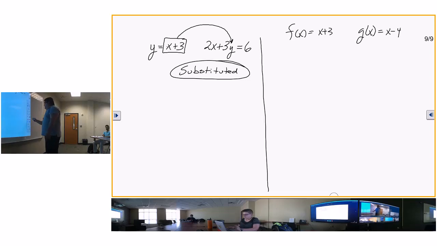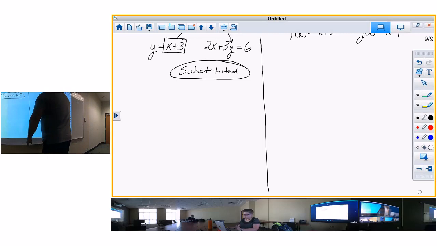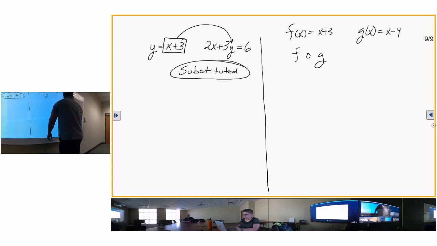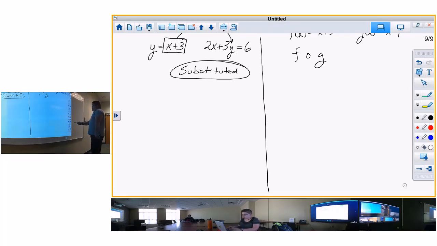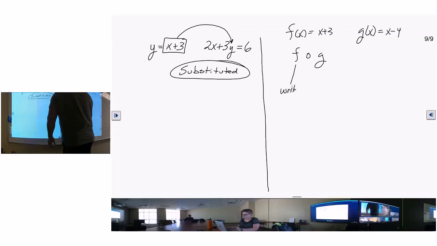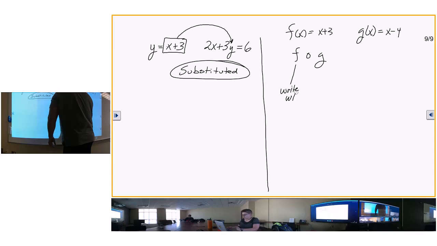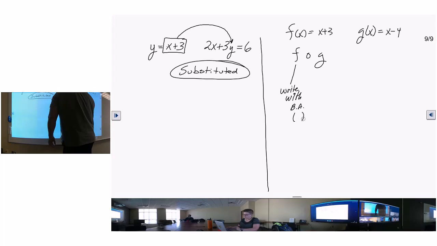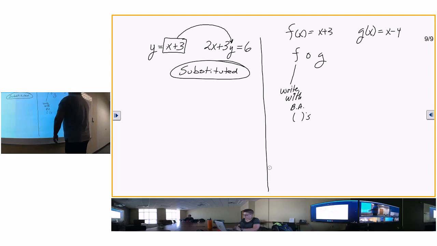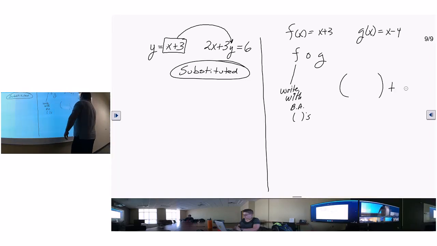All right? So here I do f composed of g, f of g. Now, when you see f composed of g, the f means you rewrite that f with big parentheses. So how do you rewrite f? f is what? x plus 3. So that means I'm going to rewrite f with a big set of parentheses.